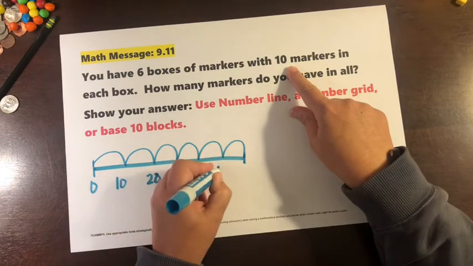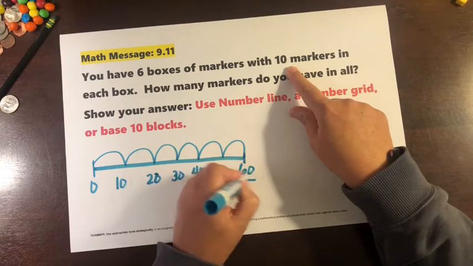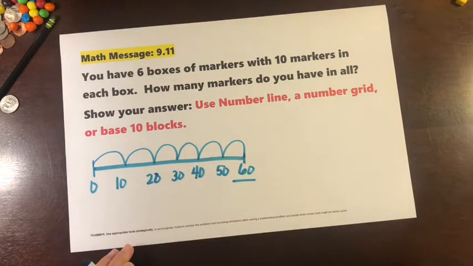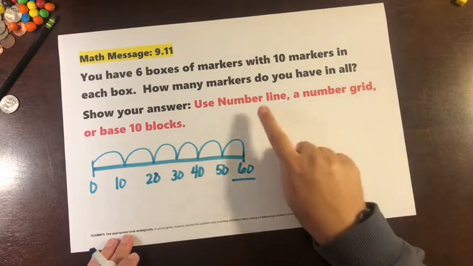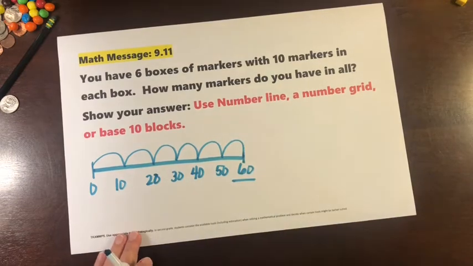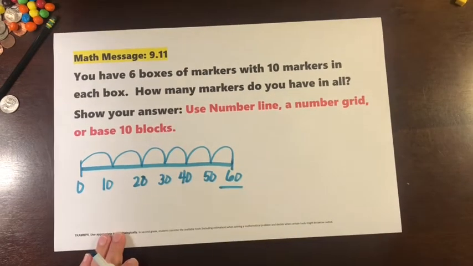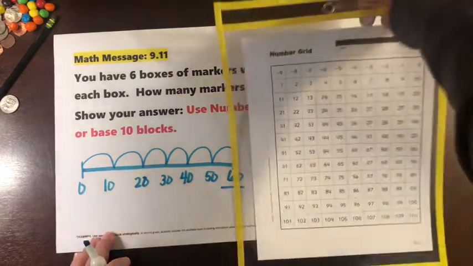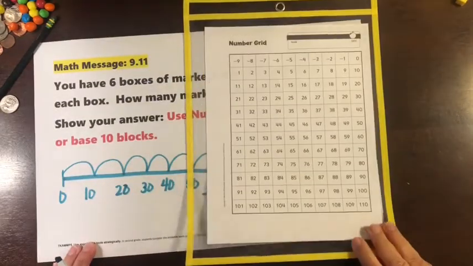So did your answer come up with 60? You are correct. Good job. That was with a number line. Let me get my number grid out. All right, here's my number grid.